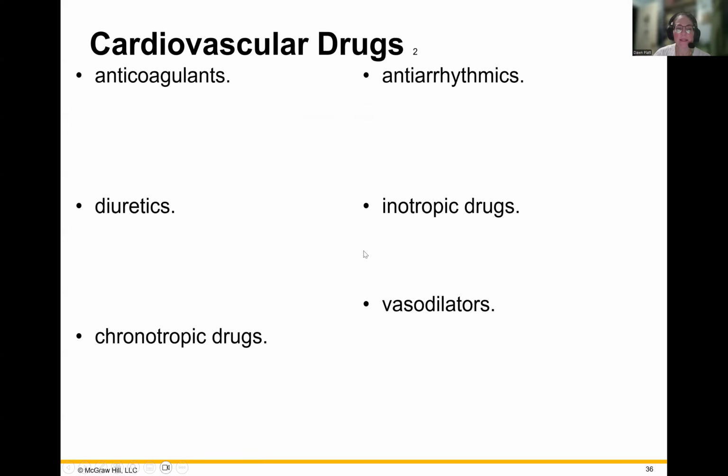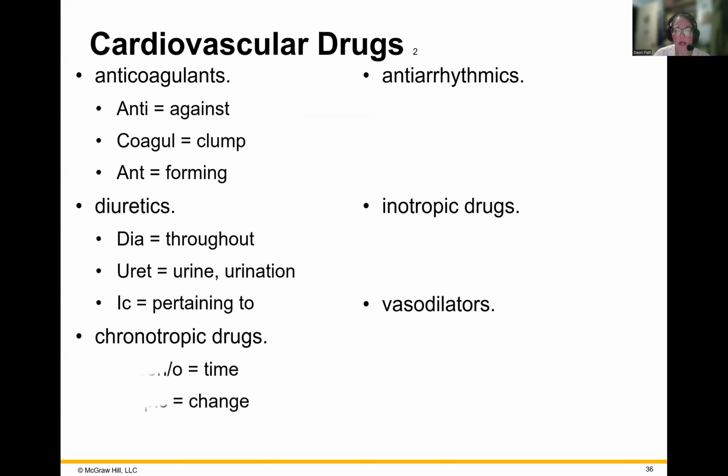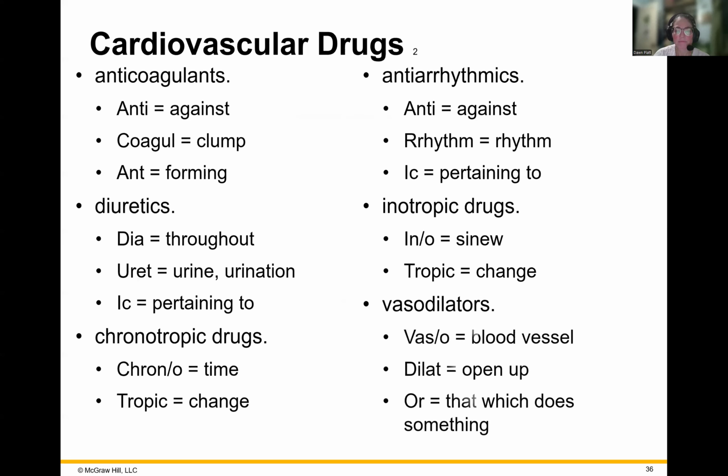And then let's take a look at some categories of cardiovascular drugs. We have anticoagulants, diuretics, chronotropic drugs, antiarrhythmics, inotropic drugs, vasodilators.